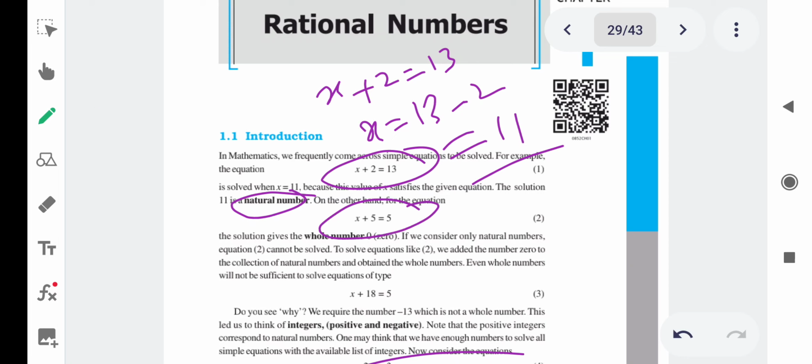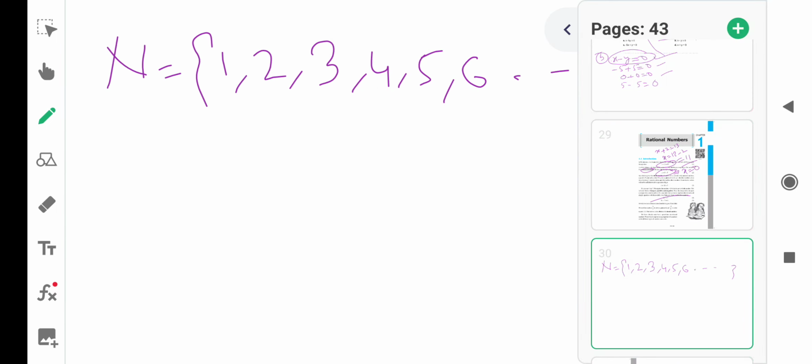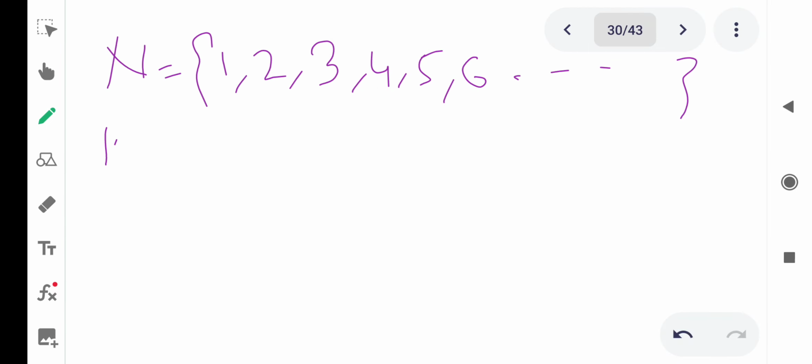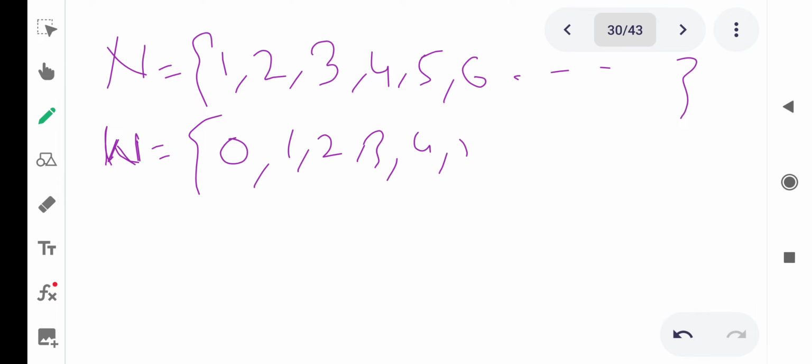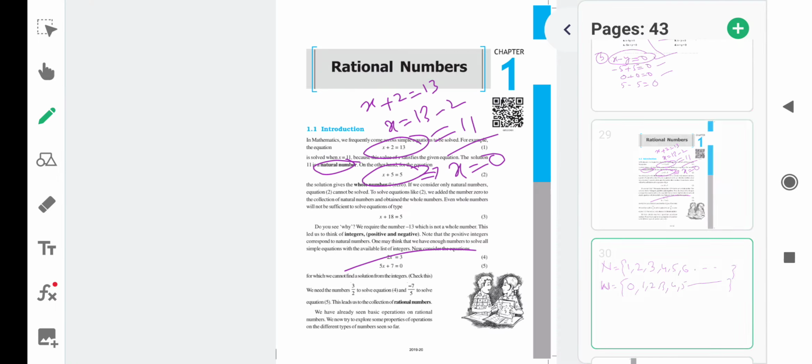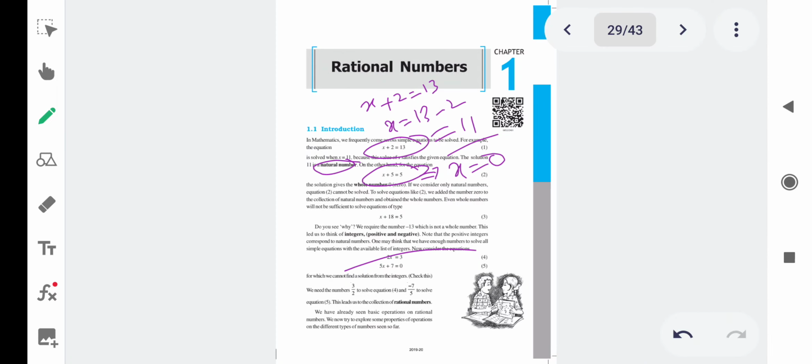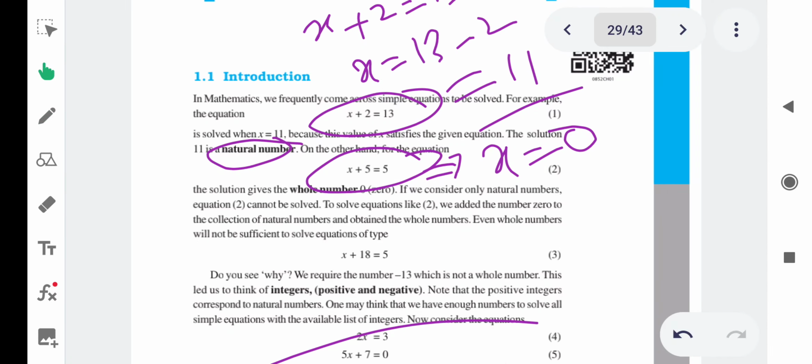x plus 5 is equal to 5. Now this will be satisfied only when you put x is equal to 0. But the natural numbers do not contain 0. So therefore we need another set called whole numbers. Okay, the whole numbers start with 0, 1, 2, 3, 4, 5, 6, and so on. So therefore we need one more system, that is the whole numbers.